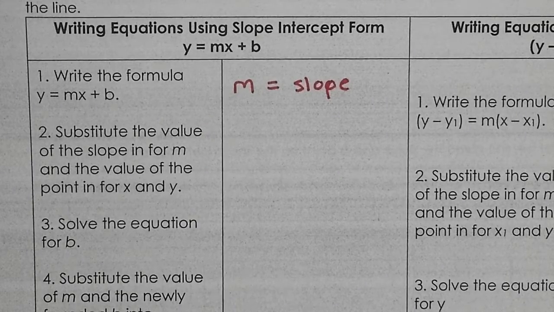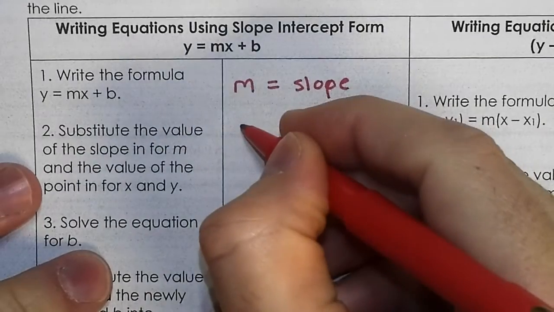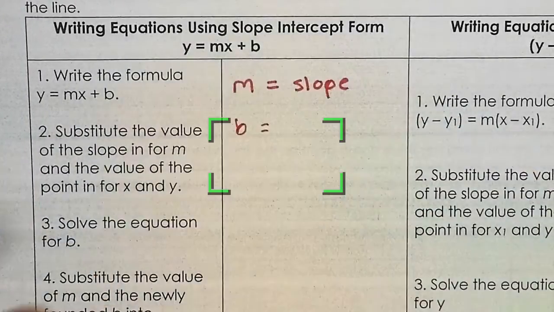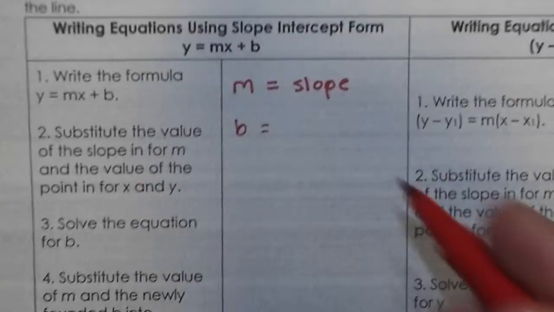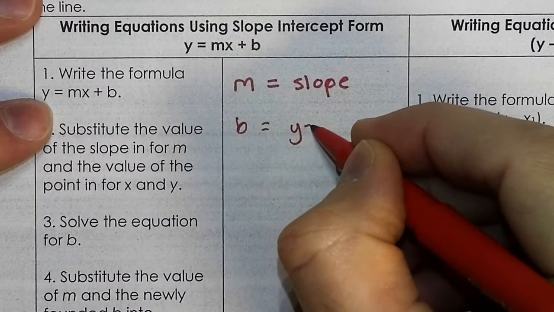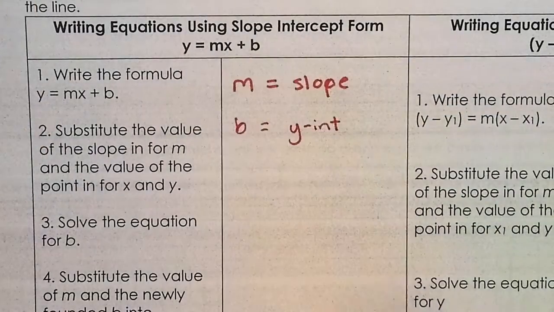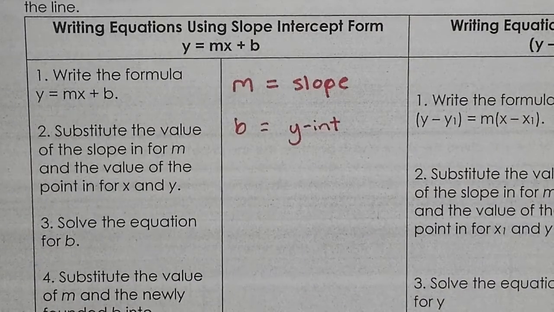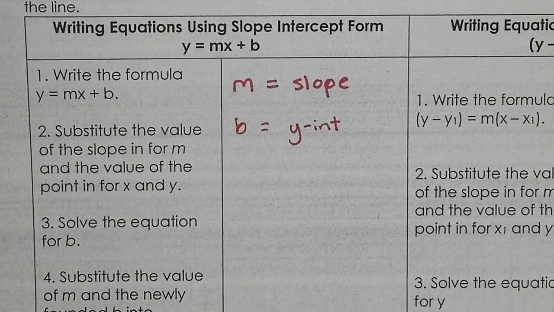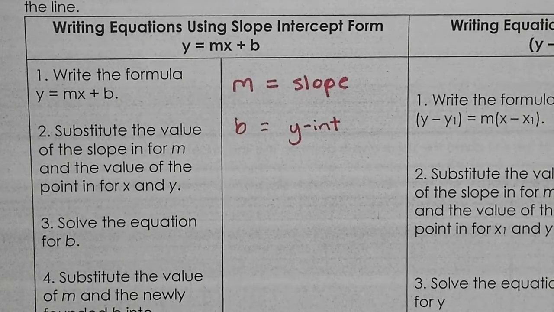What is our b? B equals, I like it. That's a good start. That's what it's called. Starts with a Y. Y-intercept, yeah. B is your Y-intercept. That's where we start on the graph. We start on the Y-intercept, and then the slope tells us how many we go up or how many we go down. Pretty basic, right?